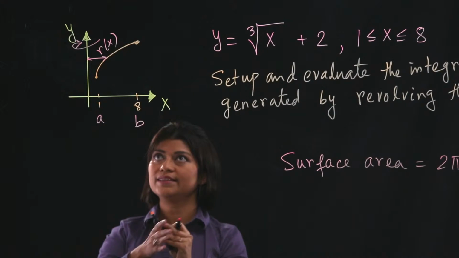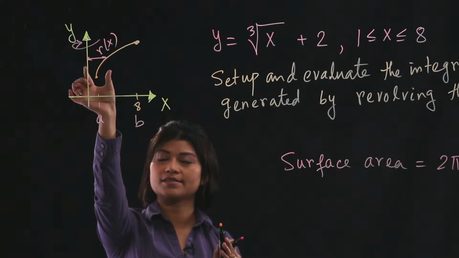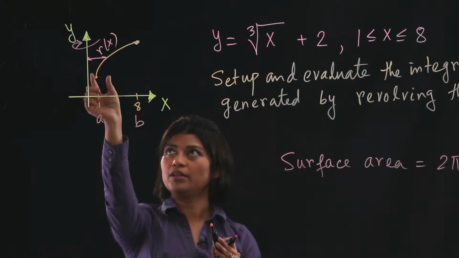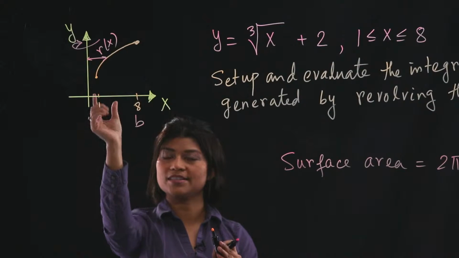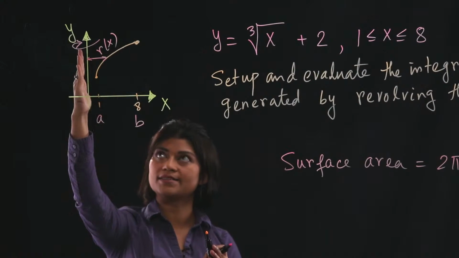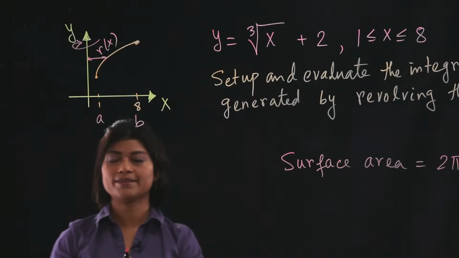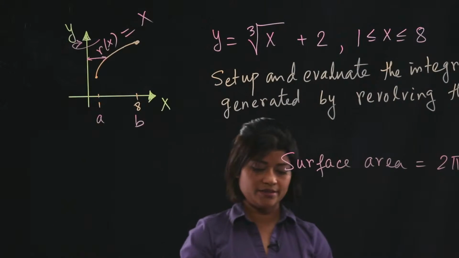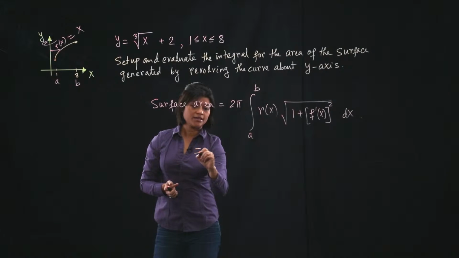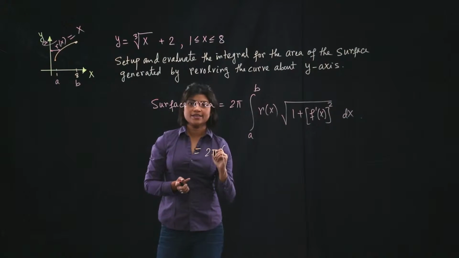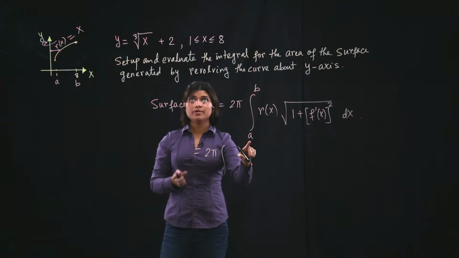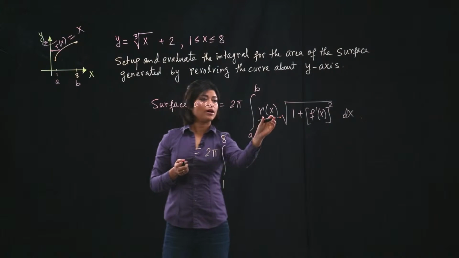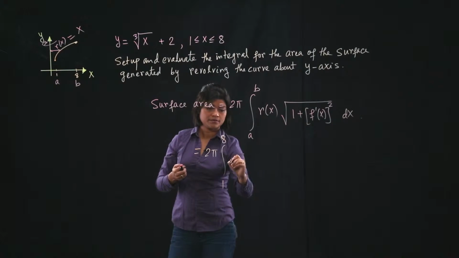Now let's think about it. In this setup, what is this distance? It can be anywhere on this curve, right? Well, look, this is just the x distance. It's been measured from the y-axis to the curve. So r of x is nothing but x. Okay, so let's come back here and let's start setting this up. We know the lower limit, it's 1. We know the upper limit is 8. We know r of x is x.